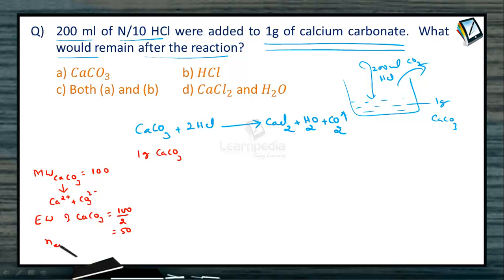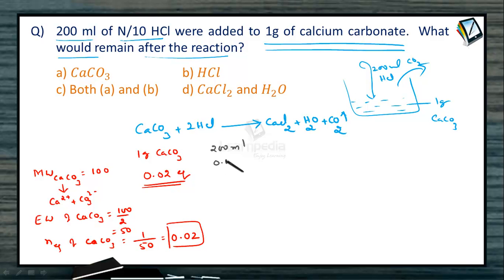Therefore, number of equivalents of limestone, how much? We are given 1 gram and 50 is the equivalent weight. 1 by 50 is how much? 0.02. So altogether we are having 0.02 equivalents of calcium carbonate. Then what about HCl? We are given 200 ml of 1 by 10, that is 0.1 normal HCl. So here volume is given in ml and normality is 0.1 normal. So therefore normality is equal to 0.1.